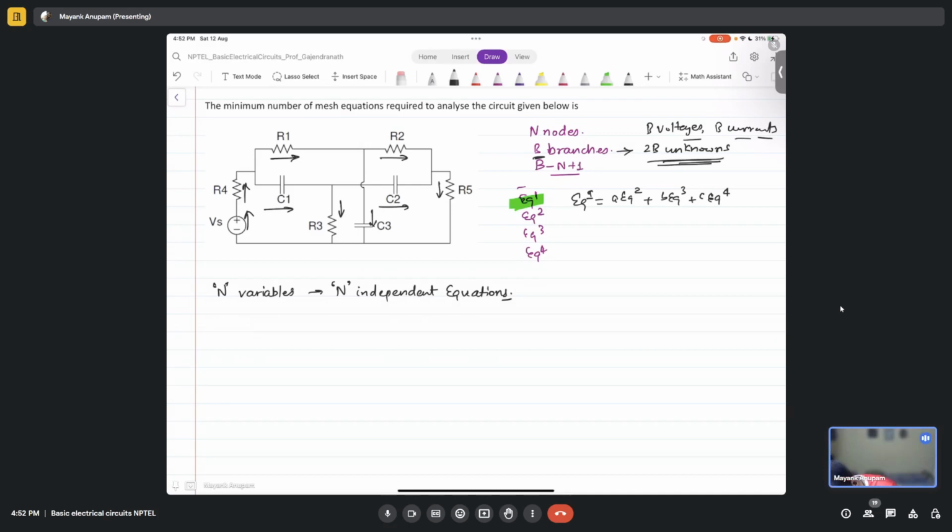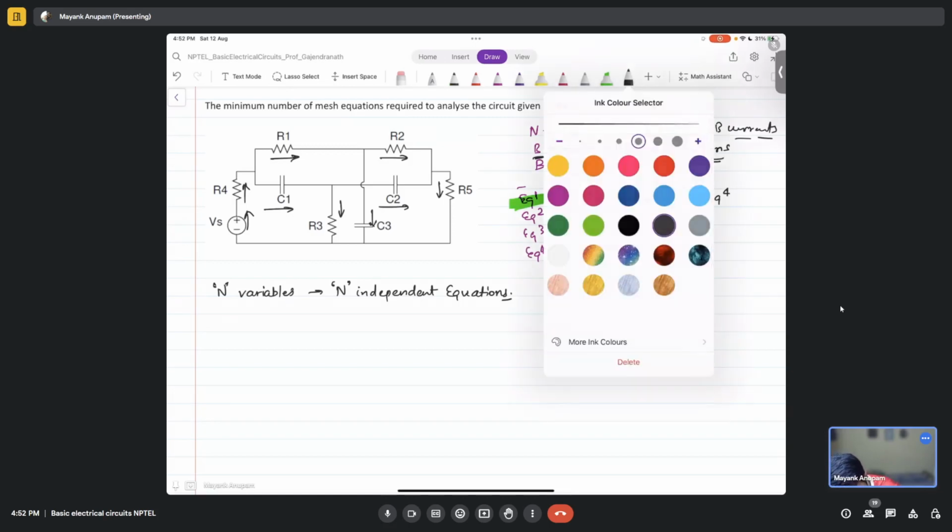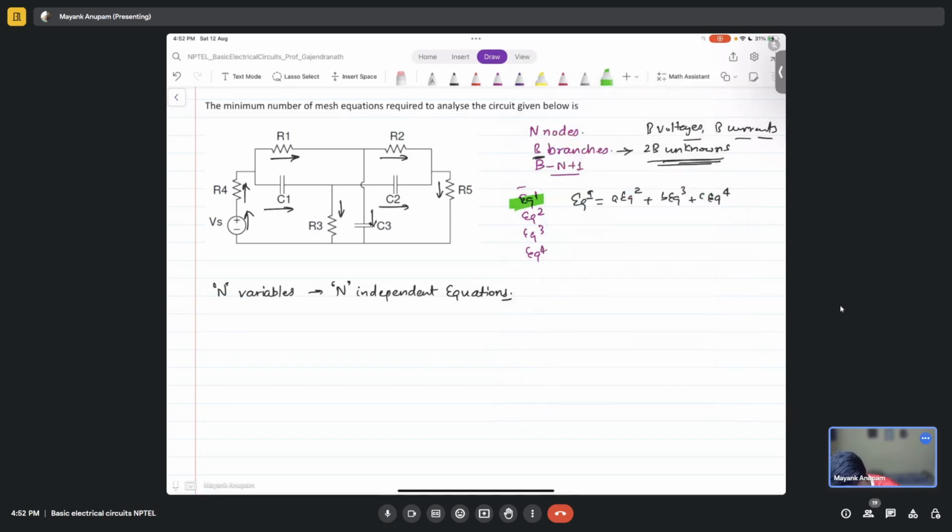Okay, so how many nodes are there in the circuit? How did you come up with that number? So this is a node, right? This is a node. This is a node. This is a node, and this is a node. How many are these? 1, 2, 3, 4, 5, 6. Six nodes are there, right?